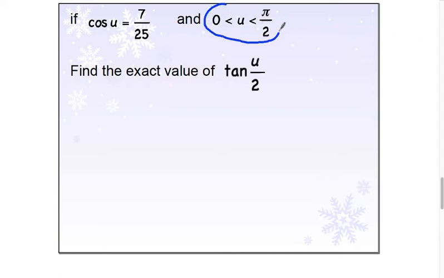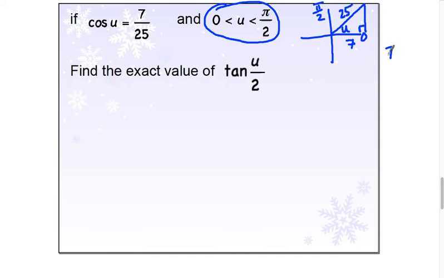We are told our angle should be between 0 and pi over 2. Not 2 pi, sorry, pi over 2. Between 0 and pi over 2. So that means that we are in the first quadrant. There's our angle u. We know cosine is adjacent over hypotenuse.